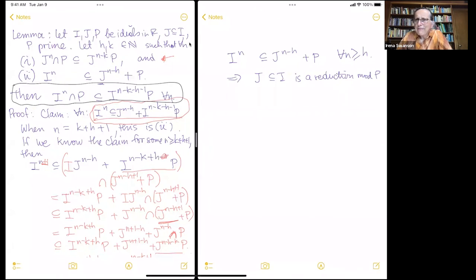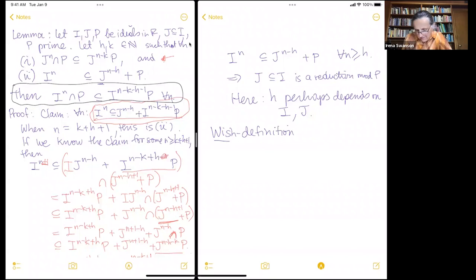Well, why don't we always use reduction? The problem is that here, h perhaps depends on the reduction, or at least on the ideal I. And then that would not satisfy uniformity. So what I will make here is like a wish definition. And I think this really shows the power of how Huneke thinks. It's all reductions. And sometimes I imagine he has these wish definitions, and maybe they're true. And then he works with them. And well, when are those wish definitions true? And that's why the uniform Artin-Rees lemma doesn't work for all rings, because these wish definitions are not always true.